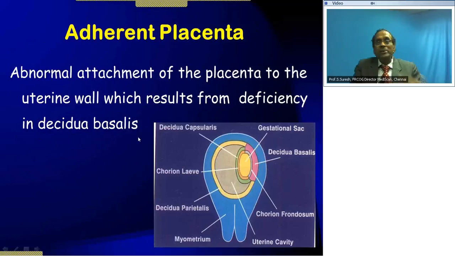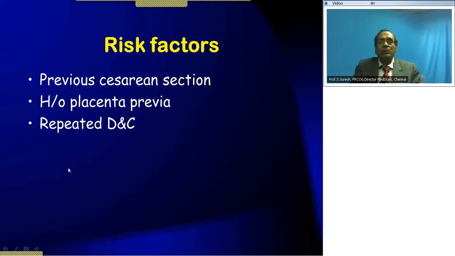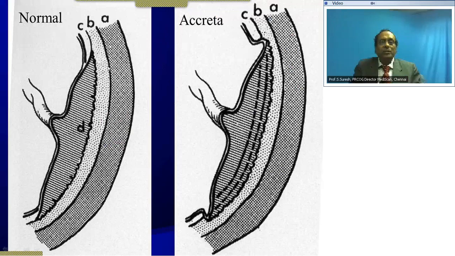So that brings us to the question of an adherent placenta, which is an abnormal attachment of the placenta to the uterine wall, which results from a deficiency in the decidua basalis. Now, it's quite important to identify adherent placenta, because of the risk factors: previous cesarean section, previous history of placenta previa, or a placenta previa now, and repeated dilatation and curettage which has happened to the patient. So here's a normal placenta, as you can see.